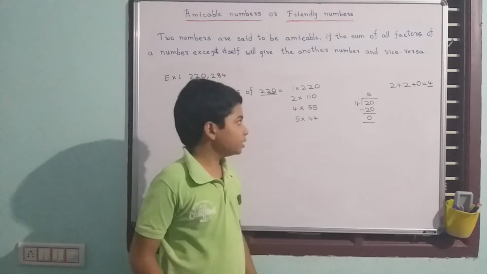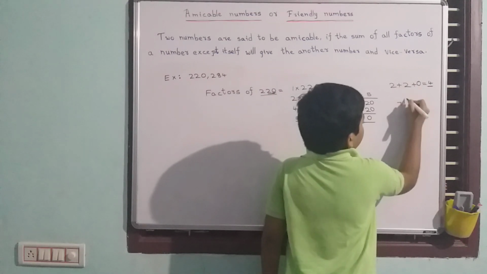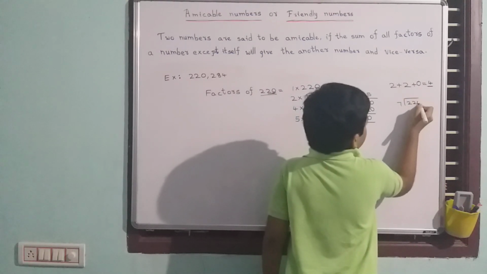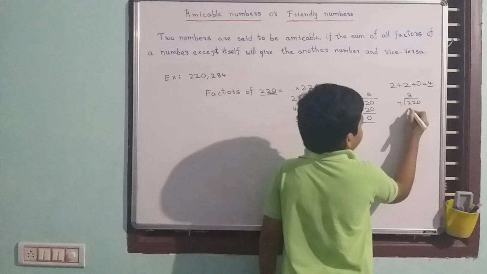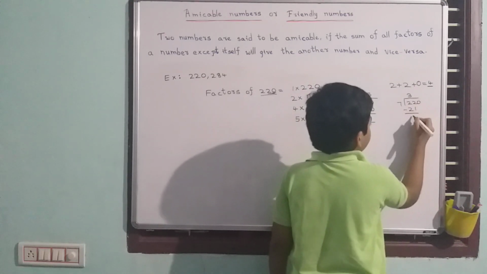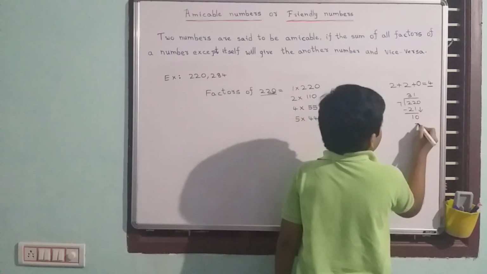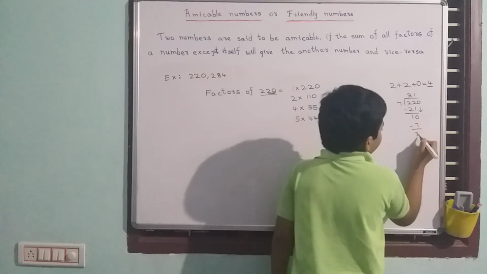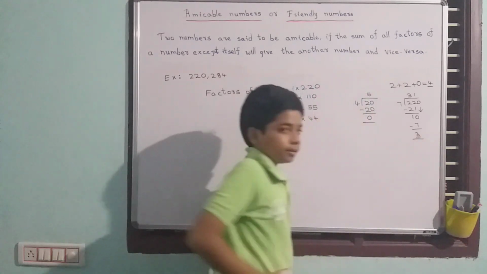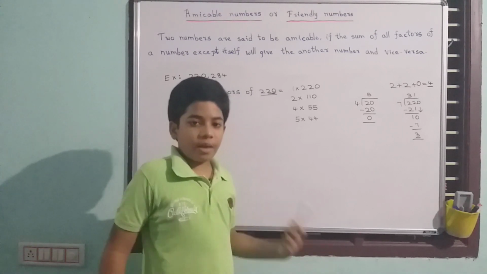Let us check with 7. 220 divided by 7. 7 threes are 21. 22 minus 21, 1. Bring down 0. 7 ones are 7. 10 minus 7, 3. As the remainder is 3, 220 is not divisible by 7.